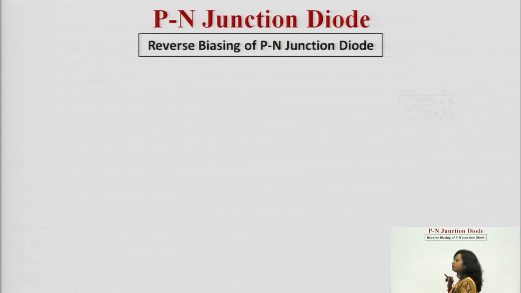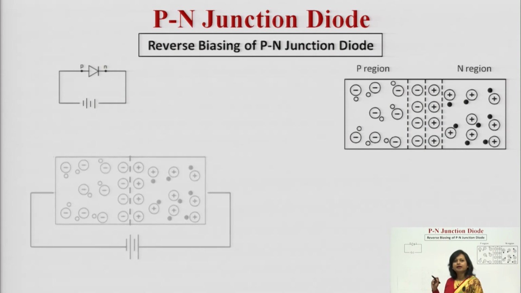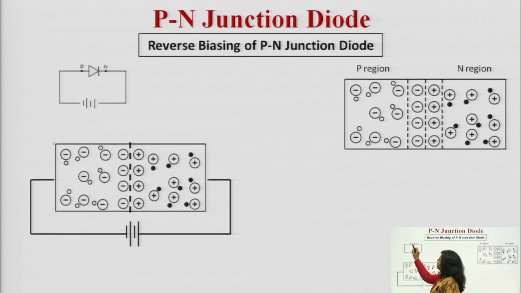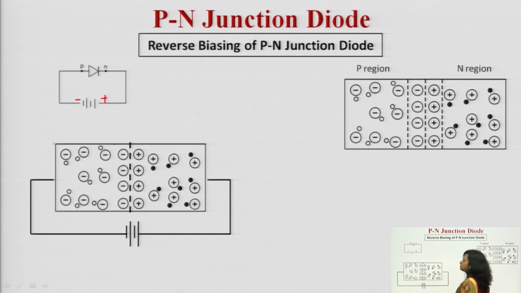In case of reverse biasing, you must remember here the P terminal is connected to the negative terminal of the battery and N is connected to the positive, and this is the situation when a junction is being formed.